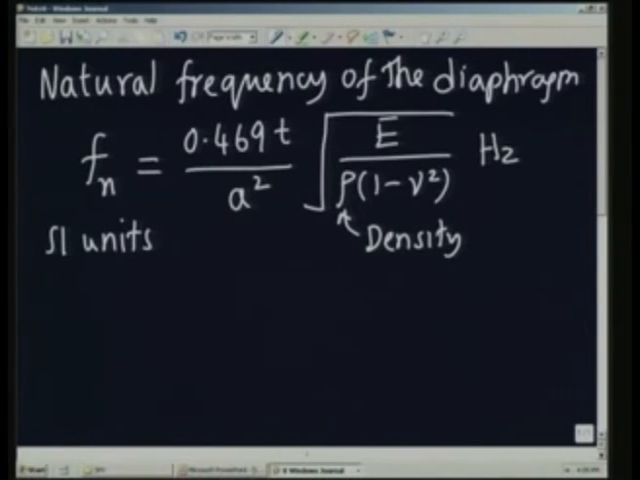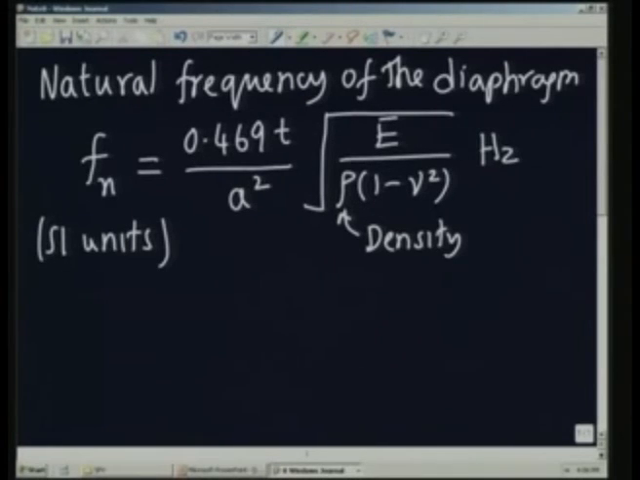The lengths are in meters, Young's modulus is in Pascal, nu is a ratio, therefore, it will have no unit, density will be in kilograms per cubic meter, thickness in meters, the radius also in meters. So, if you substitute, you will get the value of the natural frequency in hertz.